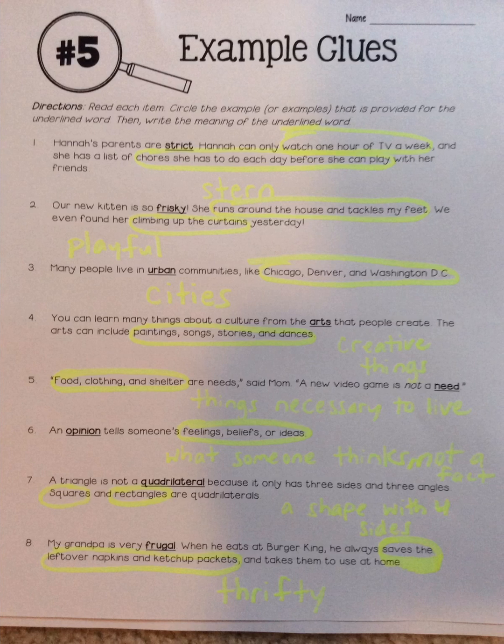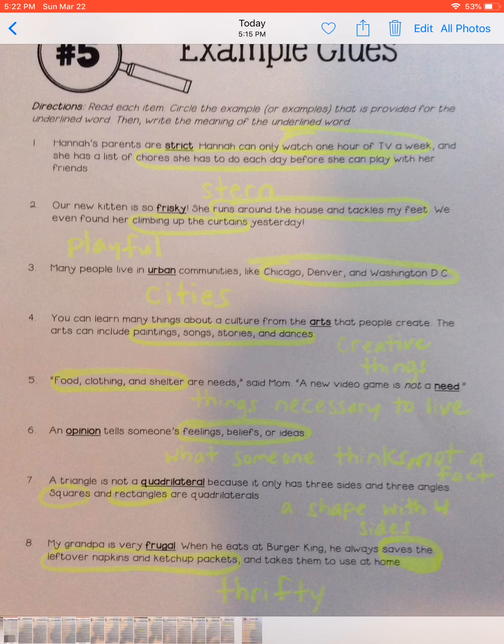Number 3, the examples of urban communities are Chicago, Denver, and Washington, D.C. Urban communities must mean cities. All right, for number 4, the examples of arts are paintings, songs, stories, and dances. I said arts are creative things. All right, for number 5, examples of needs are food, clothing, and shelter. I said needs must be things necessary to live.